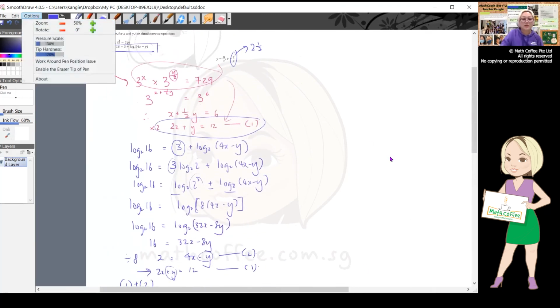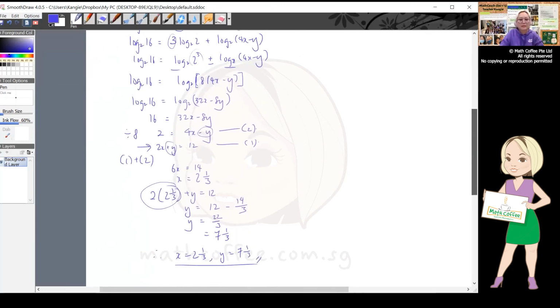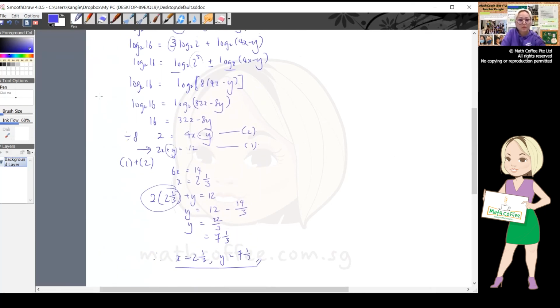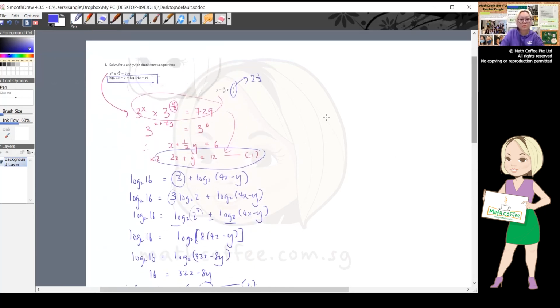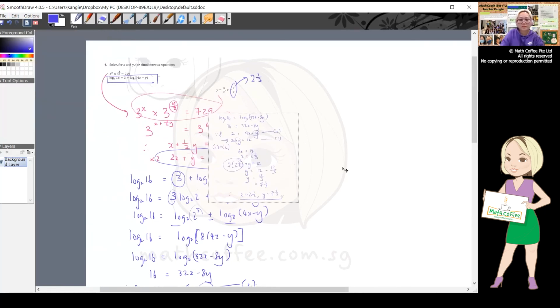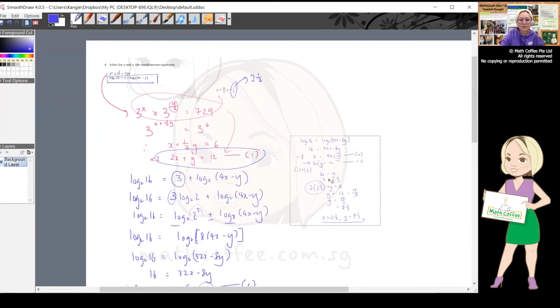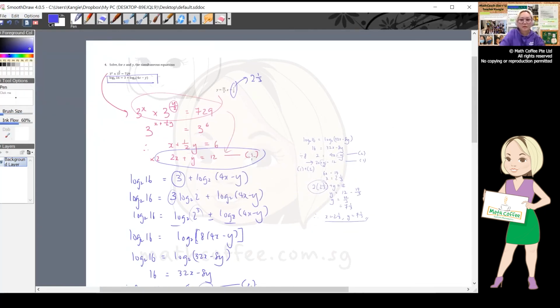This one is challenging. Okay, let's see whether I can cut this portion out. Move up and paste. Okay, barely. Okay, so that you can take a snap.